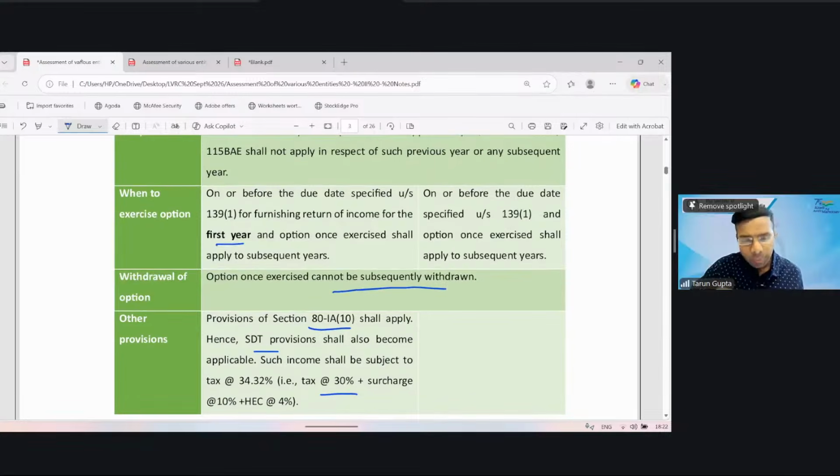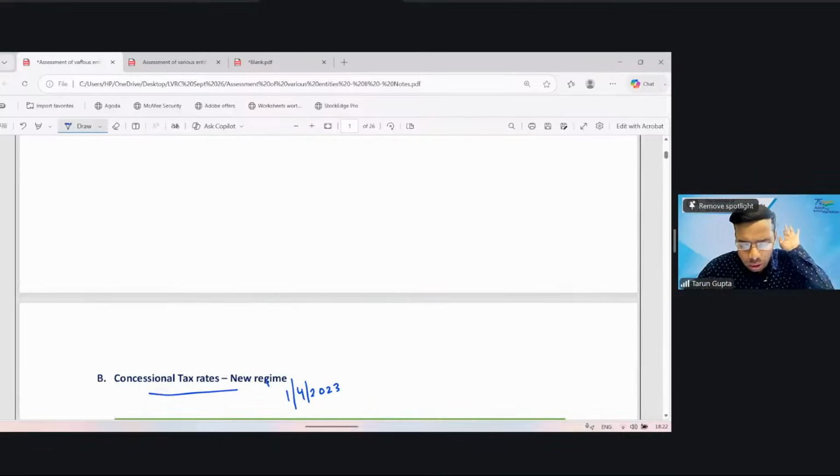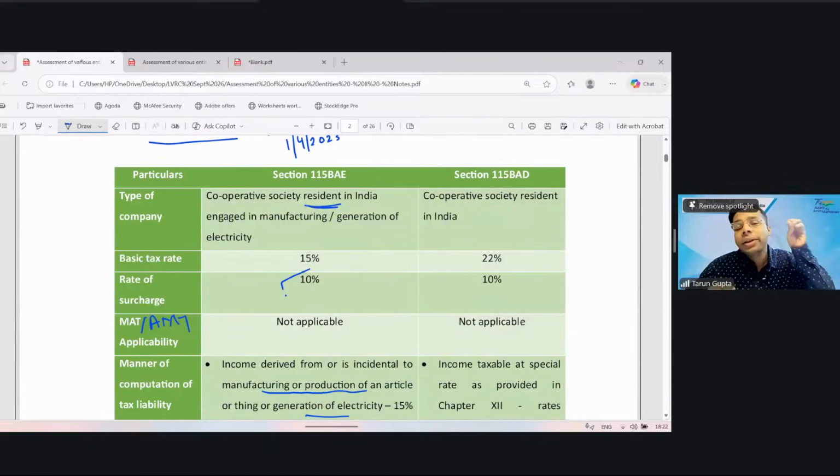Okay. If there is a transaction between this cooperative society and any other associated entity, then the provision of domestic transfer pricing shall be applicable. If there is any addition on account of that, then such addition shall be taxable at the rate of 30%. Okay. So this was all about the concessional tax regime applicable to cooperative societies engaged in manufacturing or generation of electricity. Okay. Now, similar to the companies, there is a new tax regime.